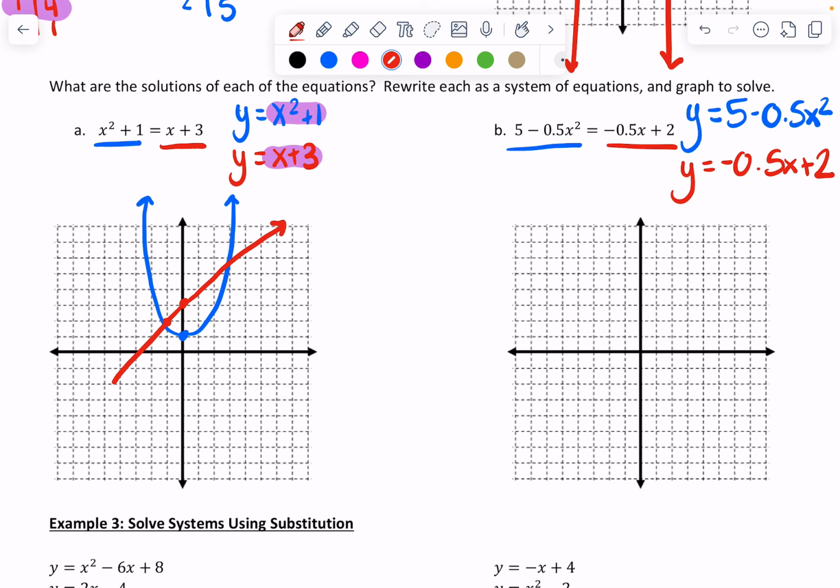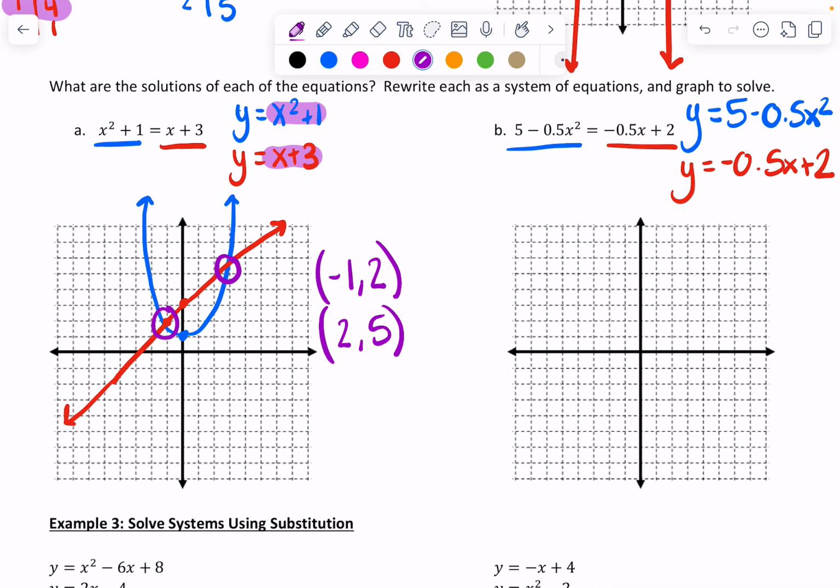All right, so right now I'm just drawing a general sketch because when I go on to Desmos and I type in those two functions, I can hover over these points of intersection right there, and I can see clearly that those two solutions are (-1, 2) and (2, 5).